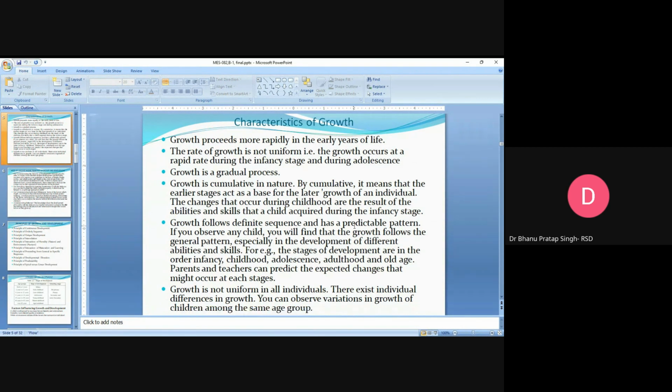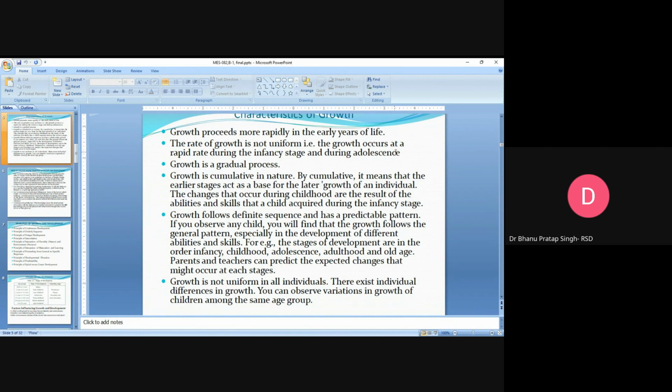But growth is not uniform in all individuals. Yes, it is very clear that every child does not attain similar growth as others. There exist individual differences in growth. You can observe variation in the growth of children at every stage and among children in the same group. For example, if there is a group of 5-year-old children, their growth may not be the same because of many reasons, such as heredity and environment, which we will discuss next.